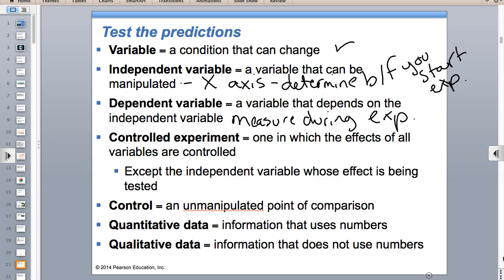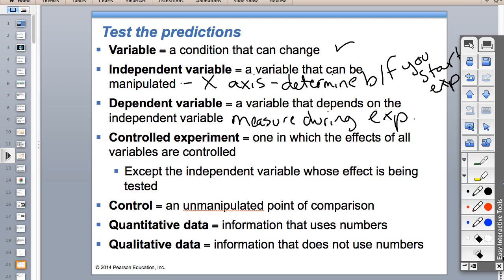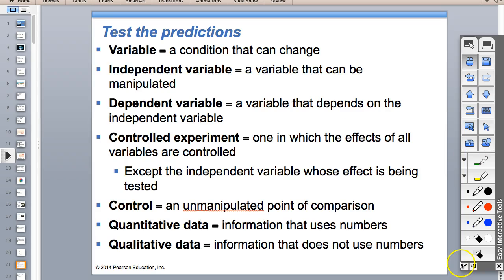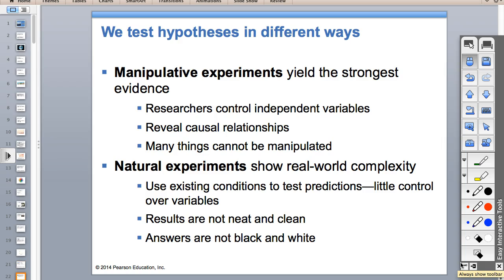Yes, sir? I would say there's probably a gray area between quantitative and qualitative. Yeah, you're right. And when you're doing research, of course, you're probably going to have a little of both. But numbers, I like numbers better, and so that's sort of where we are.